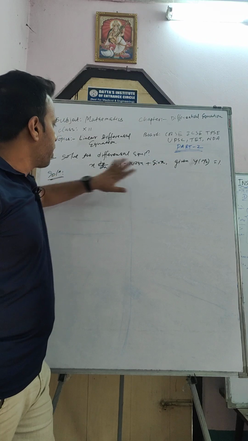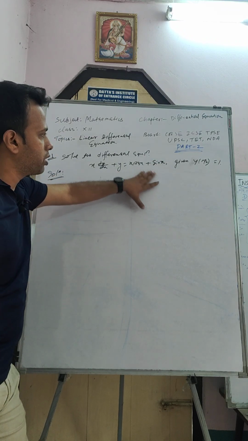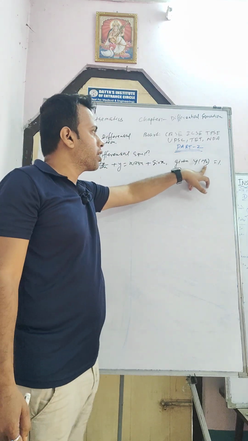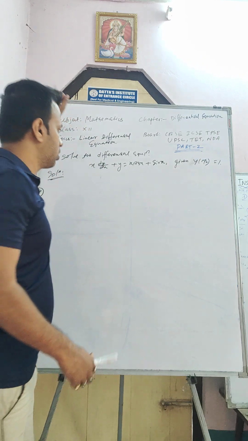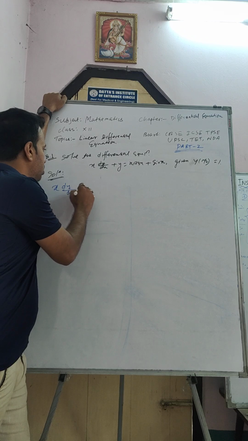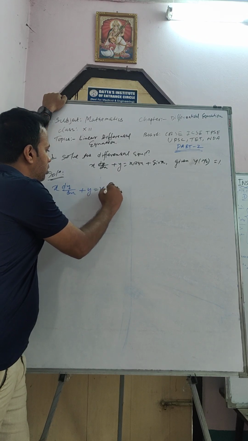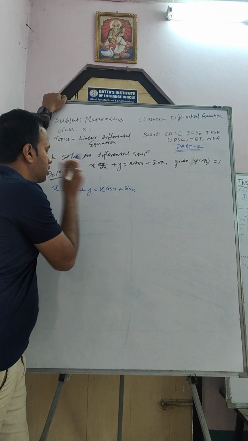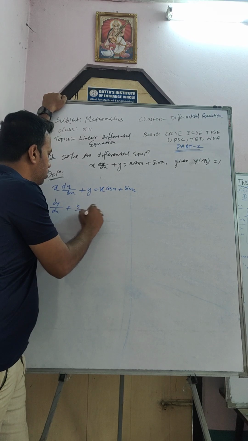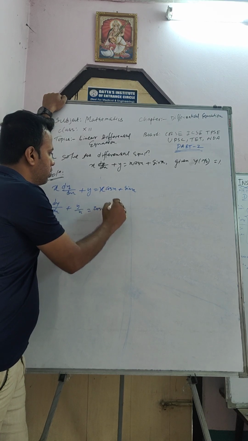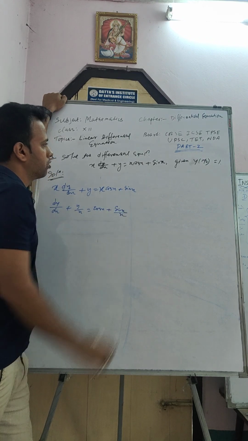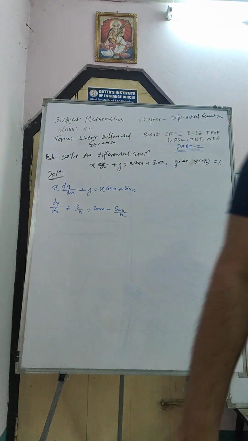x dy/dx plus y equals x cos x plus sin x, given y of pi by 2 equals 1. That is, when x equals pi by 2, y is 1. So let's try: x dy/dx plus y equals x cos x plus sin x. Now dy/dx plus y by x equals cos x plus sin x by x.